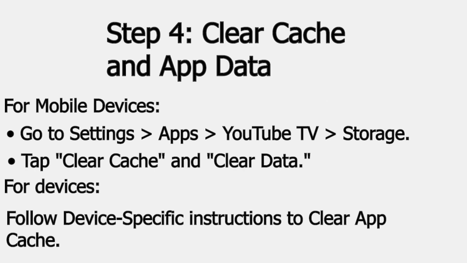Step number 4, clear cache and app data. For mobile devices, go to Settings, Apps, YouTube TV, Storage, then tap Clear Cache and Clear Data. For streaming devices, follow device-specific instructions to clear the app cache.